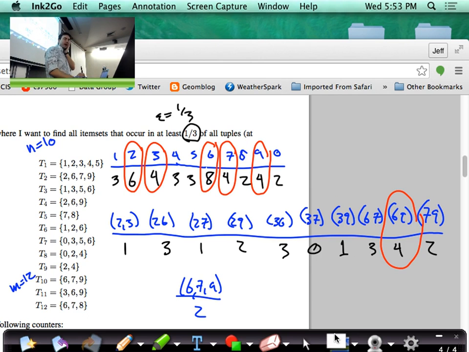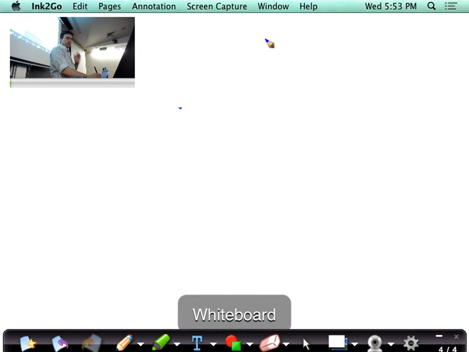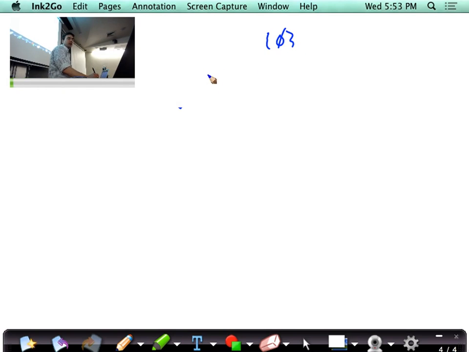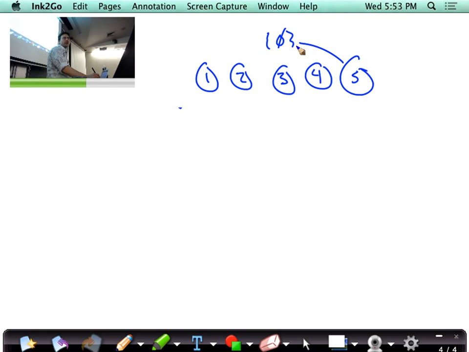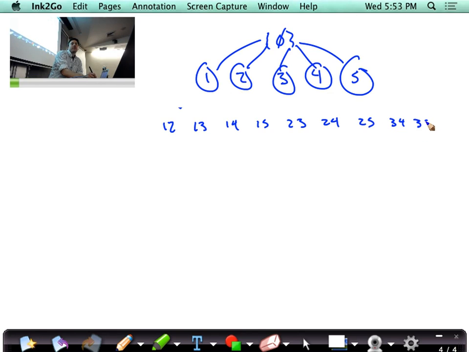There's a nice way of looking at this, where you can think of having this lattice structure. Let's say my set was just 1, 2, 3, 4, 5. The empty set really isn't that interesting, but then I have these smaller sets: {1,2}, {1,3}, {1,4}, {1,5}, {2,3}, {2,4}, {2,5}, {3,4}, {3,5}, and {4,5}, right?